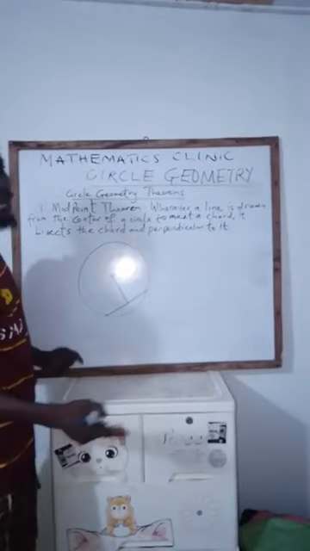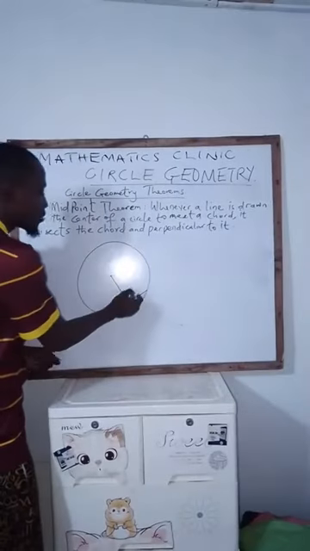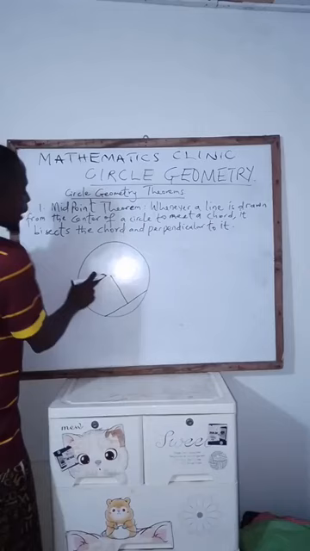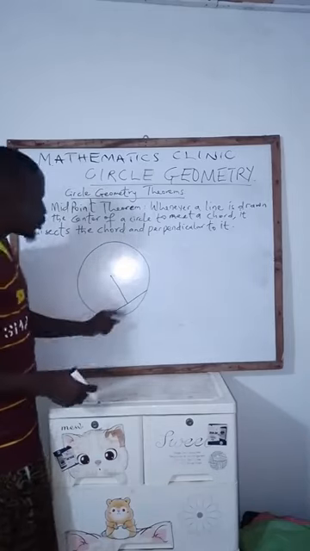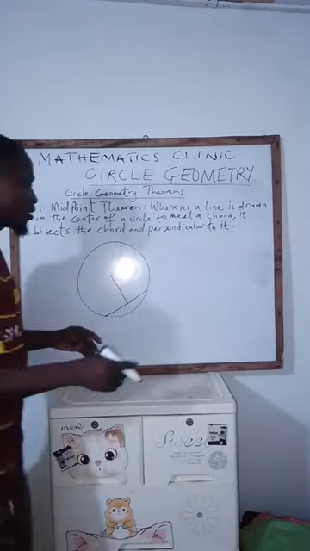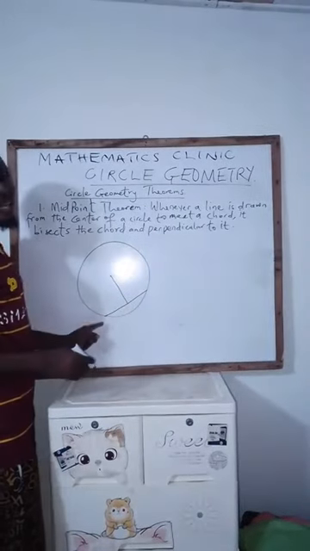Meaning, if this chord is 20 centimeters, by the time you draw a line to touch it from the center of the circle, it becomes 10, 10. If it is 50, by the time you draw a line from the center of the circle to touch it, it becomes 25, 25. Is that clear? Good. So, it is not just going to divide the chord.